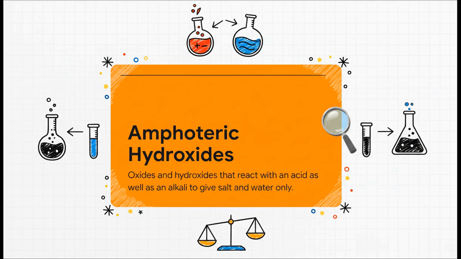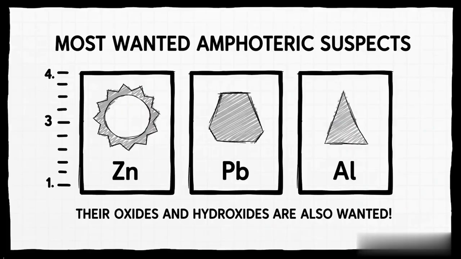They have this dual personality that lets them react with acids, which is normal for a base, but they can also react with strong alkalis. It's pretty unique. The main double agents you really need to remember are zinc, lead, and aluminum. And it's not just them. Their oxides and hydroxides do it too. They all have this special amphoteric power. They play for both teams, chemically speaking.